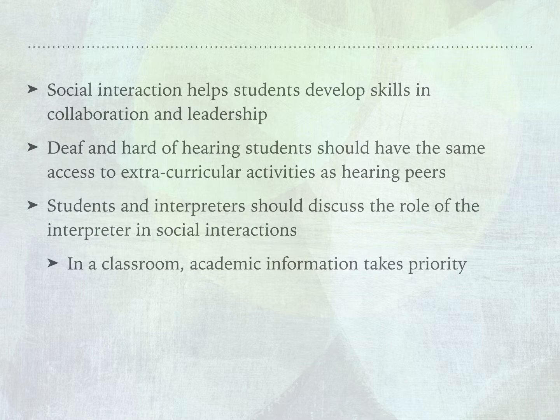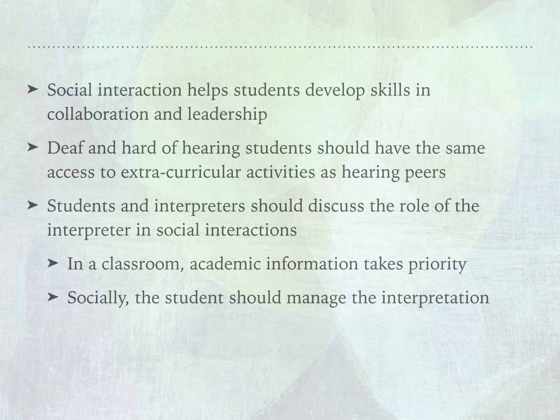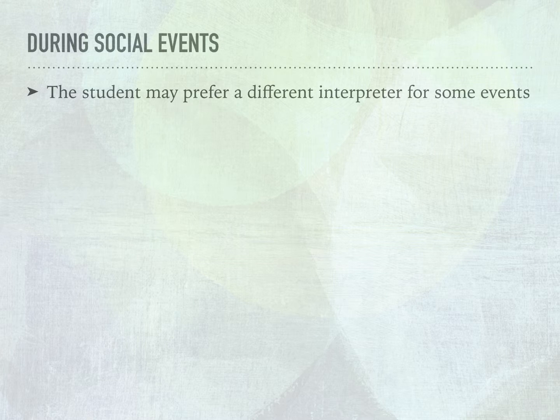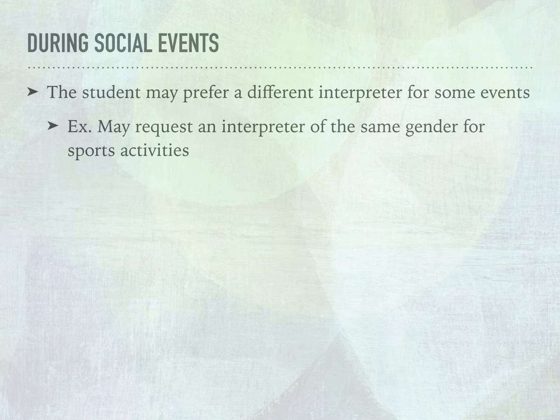In a classroom, for example, academic information will always take priority, and the interpreter should know that. But socially, the student should be the one to really manage the interpretation and determine what is and is not important in those interactions. So, for example, during social events, a deaf student may prefer a different interpreter than the one they have regularly worked with for some events. For example, a student may request an interpreter of the same gender for certain sports activities.